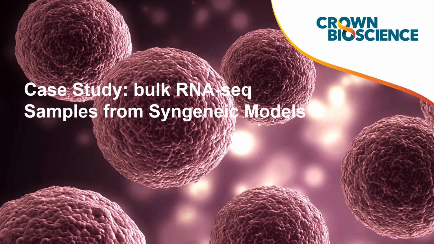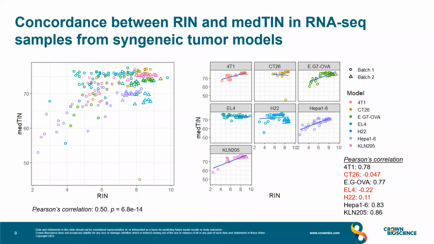This dataset consists of RNA samples with a wide range of RIN values, making it ideal for answering the question that I posed just now. When RIN values and median TIN scores are plotted together, we did see a moderate positive correlation, which is statistically significant. Interestingly, however, when we plotted these two quality metrics against each other separately for different syngeneic models, we saw two strikingly different patterns in the data.